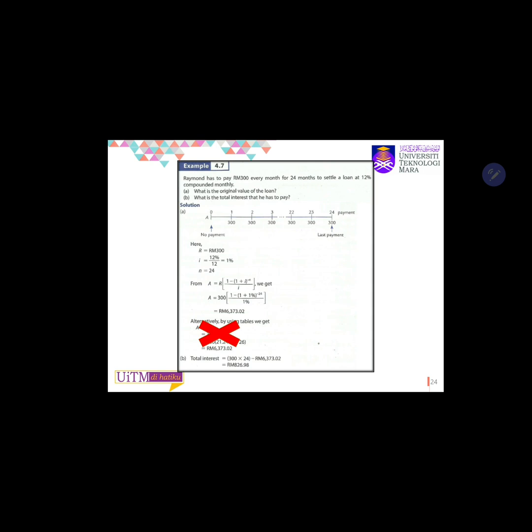Okay, let's look at an example. Raymond has to pay 300 every month for 24 months to settle a loan at 12% compounded monthly. What is the original value of the loan? When you do a loan, bila you buat loan, you akan dapat duit dahulu. Let's say you go to the bank and make a loan of 10,000 ringgit, you will receive the 10,000 first from the bank. Once you have received it, then you make monthly payments. Like buying a car or a house, you get the money first, then only you start paying your monthly payment.